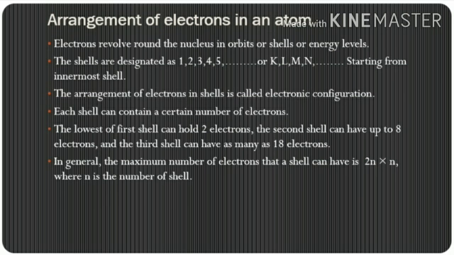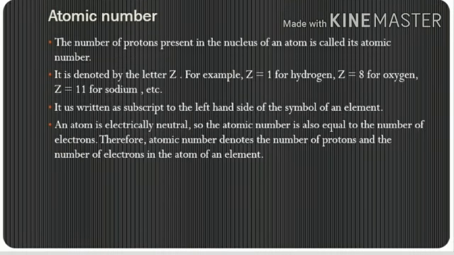Next comes neutrons. The mass of a neutron is slightly more than that of a proton, that is 1.676 multiplied by 10 to the power minus 27 kg. Electrically, a neutron is neutral, that is, it has no charge. For a particular element, the number of neutrons in the nucleus may vary.